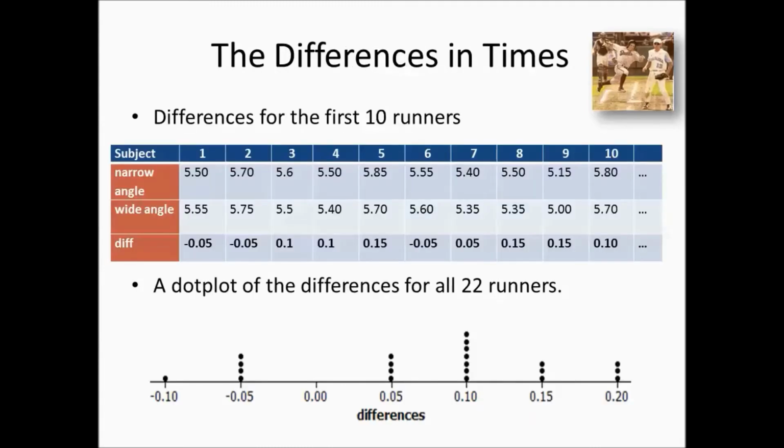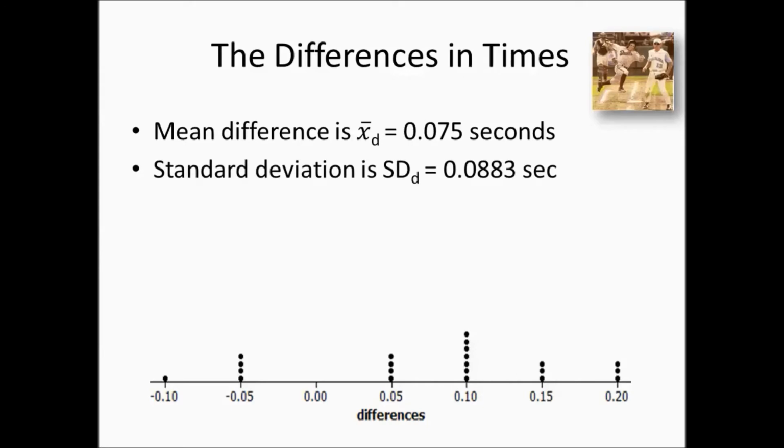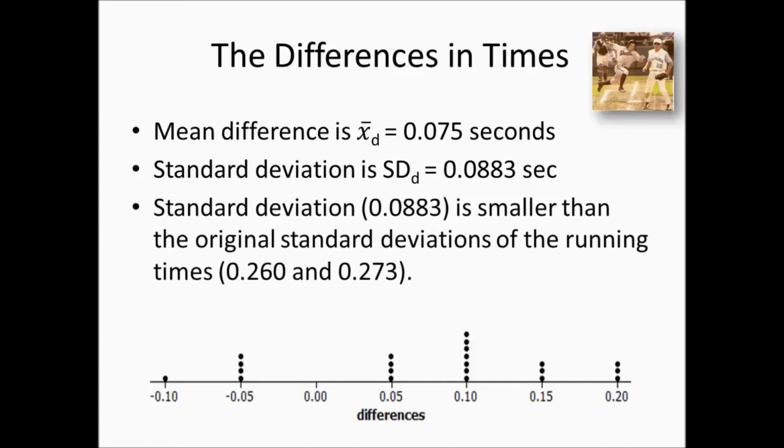Here are the differences in times for the first 10 runners and a dot plot of the differences for all 22 runners. The mean difference in running times is 0.075 seconds with a standard deviation of 0.0883 seconds. Notice that the standard deviation of differences, the 0.0883 seconds, is much smaller than the original standard deviations of the running times. This stems from the fact that although there is considerable runner-to-runner variability, the runners are fairly consistent in how much time they take, typically between 0.05 and 0.2 seconds longer with the narrow-angled path, with a few of them taking a shorter amount of time.